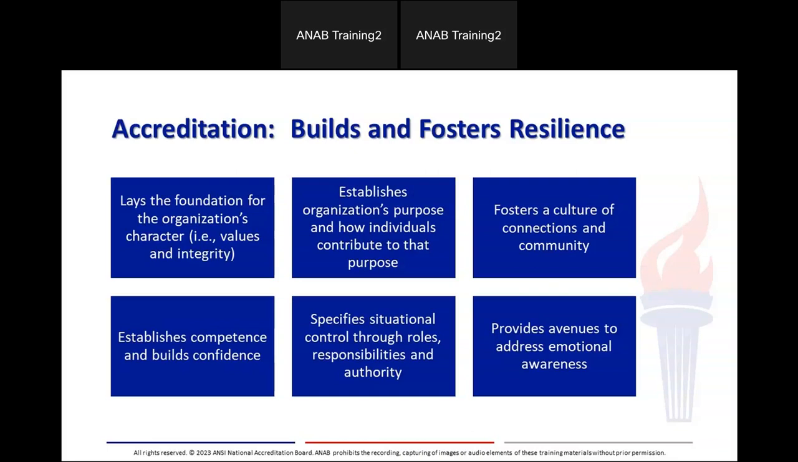Individuals have their purpose. It helps lay some of the requirements so individuals know their roles, their responsibilities, where they fit within that organization, and how they contribute to the overall mission of the organization. Implementing accreditation requirements also helps foster that culture of connections and community. It helps to establish the competence of individuals that are working in the laboratory, and it builds confidence in the organization. It specifies situational control through defining roles, responsibilities, and authority, and it does help provide avenues to address emotional awareness. All of these things come together to help us build a management system of quality.